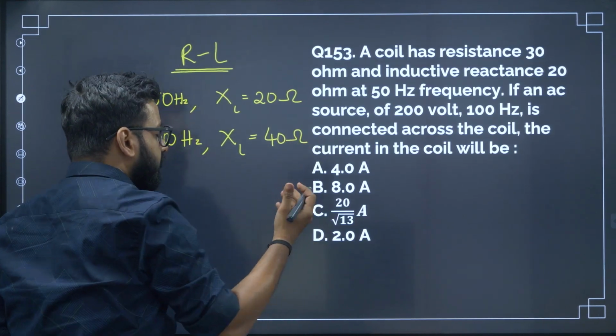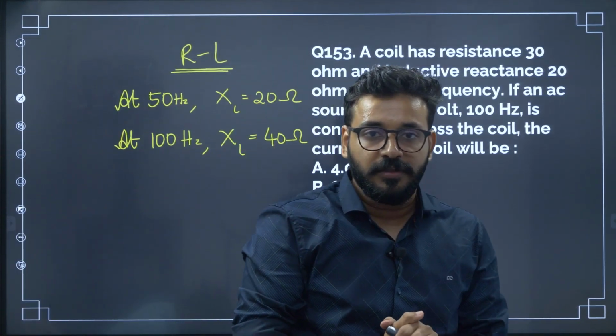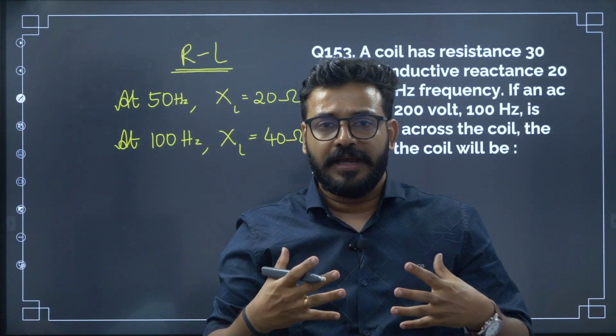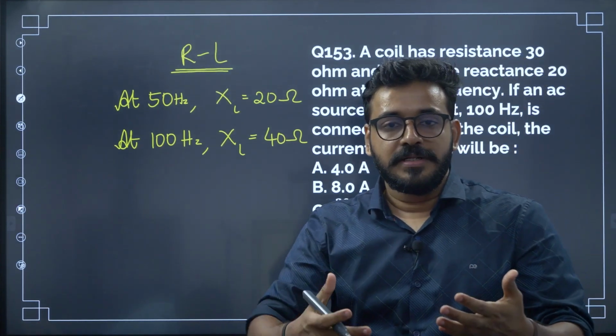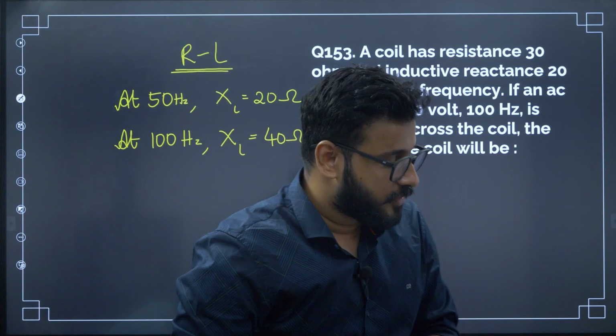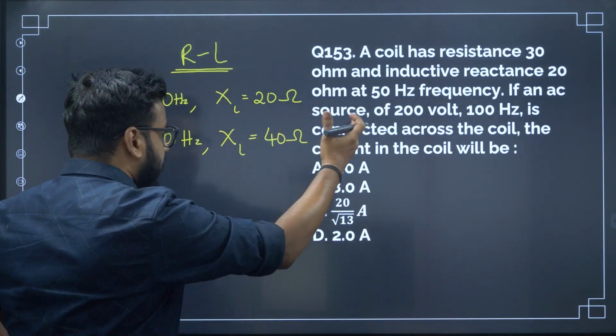Okay, no doubt on that. Inductive reactance is also doubled into 40 ohms because inductive reactance is directly proportional to omega or frequency. So when frequency doubles, inductive reactance also doubles. All right, so since this is clear, now ultimately what do you want?